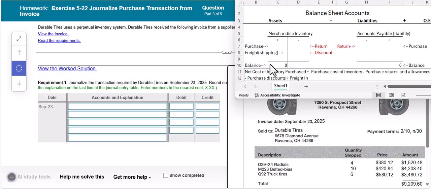So over here I have my Excel T accounts, so this is just my scratch paper for the purposes of this video. At the top we have our accounting equation, which is assets equals liabilities plus owner's equity. And then we have the T accounts here, the merchandise inventory, which increases on the left side with a debit. And then we also have accounts payable, which is a liability and increases with a credit on the right-hand side.